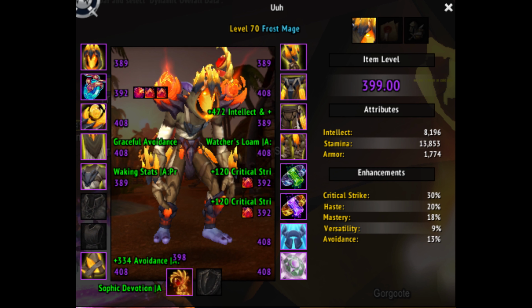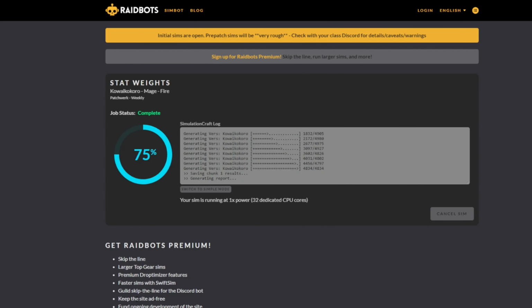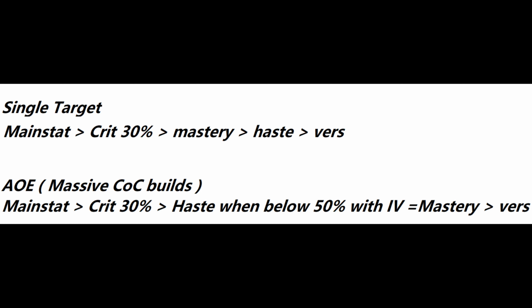Alright, let's talk about gear, stat weights and consumables. It is always recommended to sim your character in Raidbots. Doing so is effortless and free at the same time. In general, for stat weights, for any Frost Mage, you're looking for an additional 30 to about 32% crit, and then afterwards you want Mastery, unless with Icy Veins your character is below 50% to make use of the Sub-Zero build. Followed by Haste equal to Versatility.